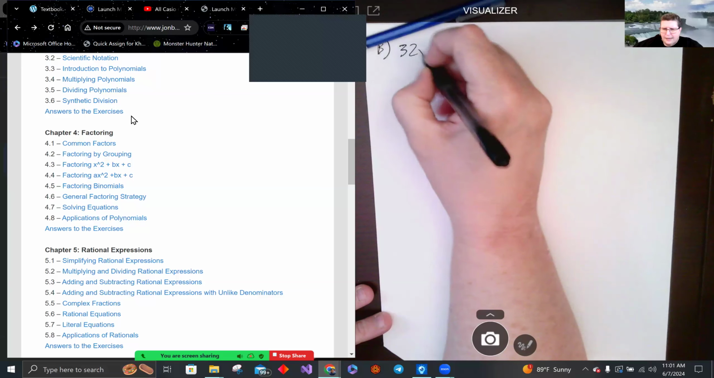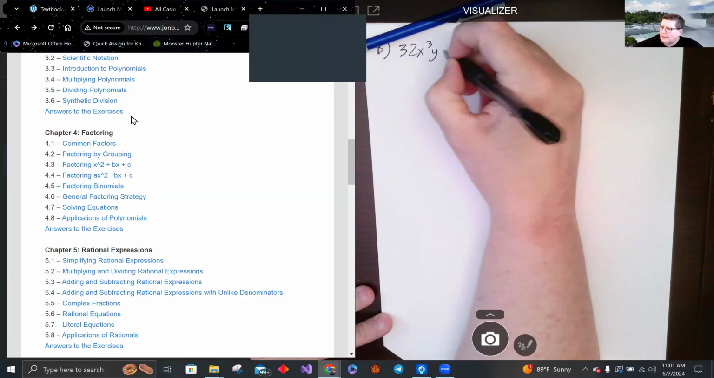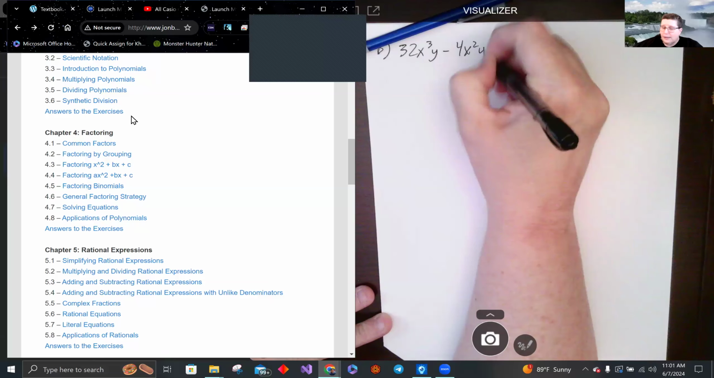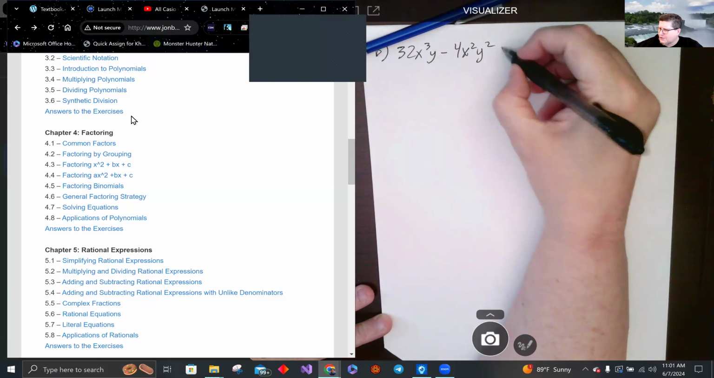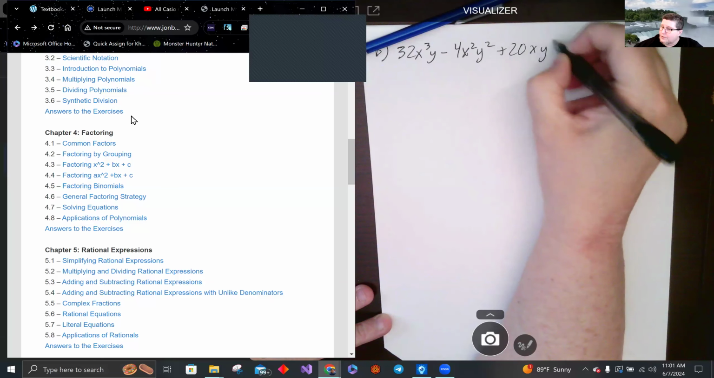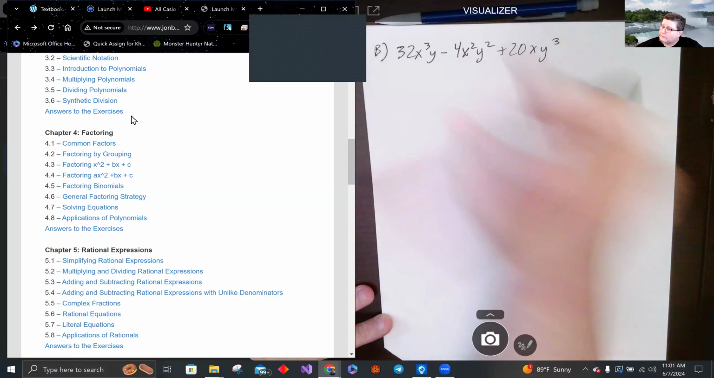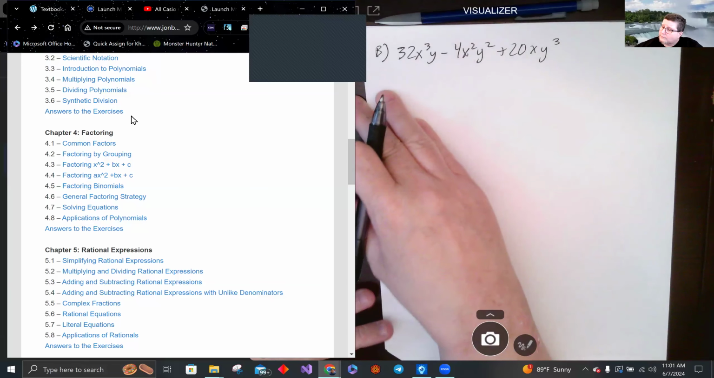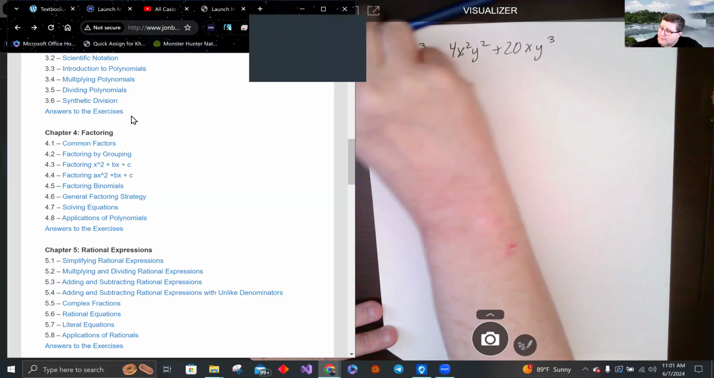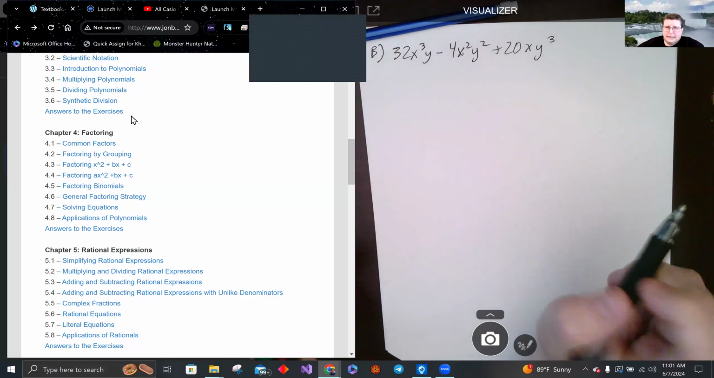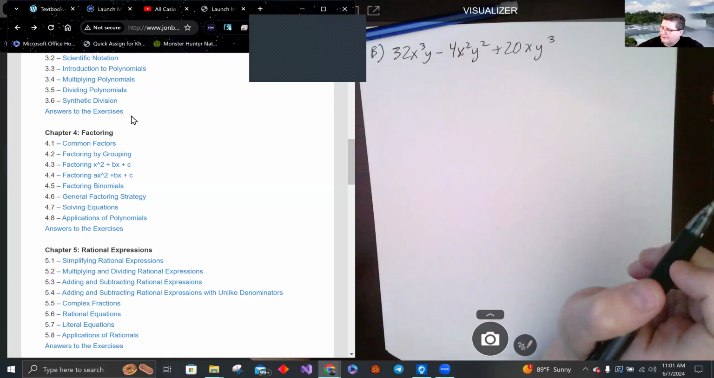Let's do 32x cubed y minus 4x squared y squared plus 20xy cubed. I got a fan on in here because it's a little warm in the house.